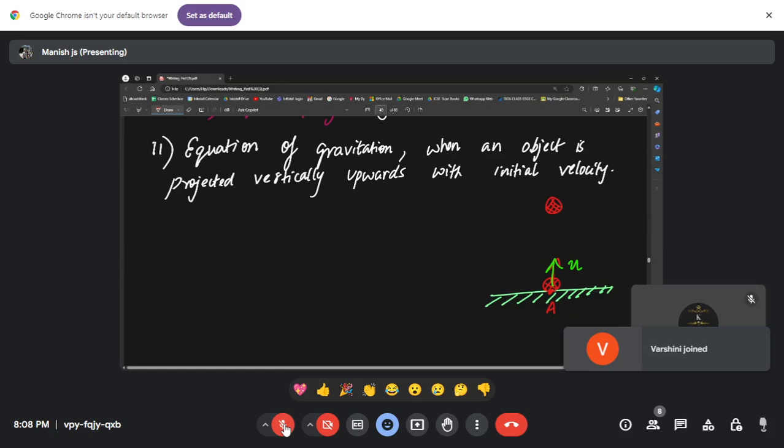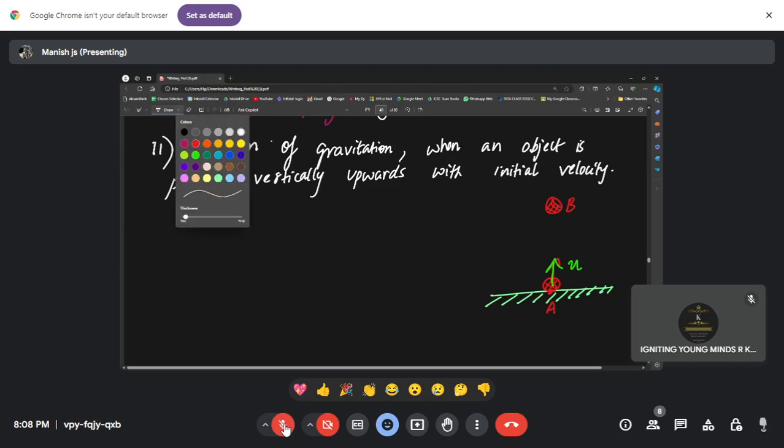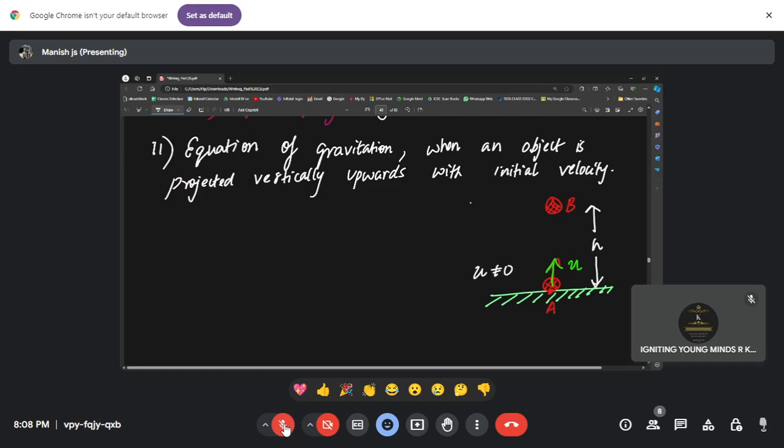When you have an object, here I've taken a ball. It is initially at point A, and I'm projecting it vertically upwards, which means I'm throwing it vertically upwards with some velocity. After some time, this ball is going to reach point B. You can see B is at a certain height from the ground, so let us take the height as h. Here you need to understand initial velocity is not zero, but final velocity at a certain height, that is at this point B, becomes zero.